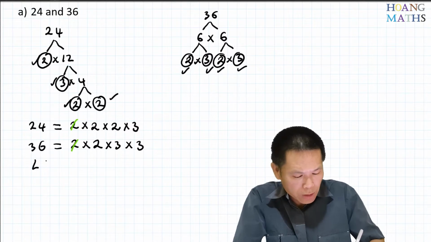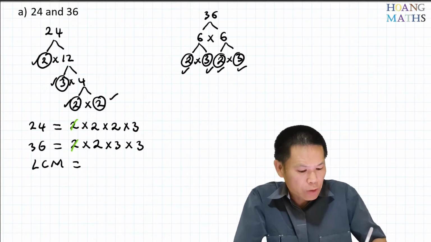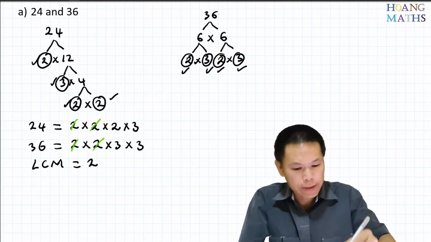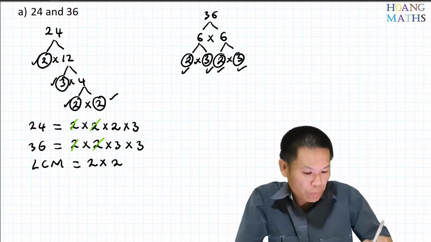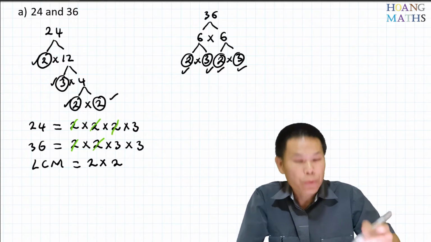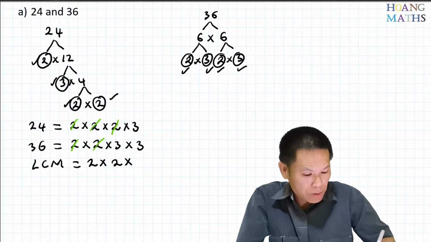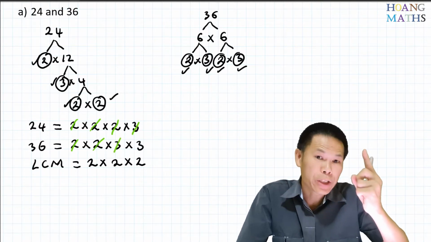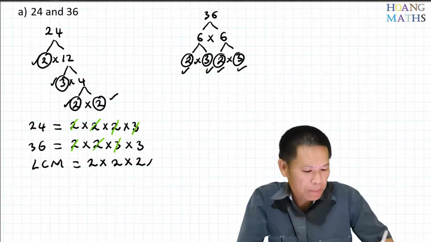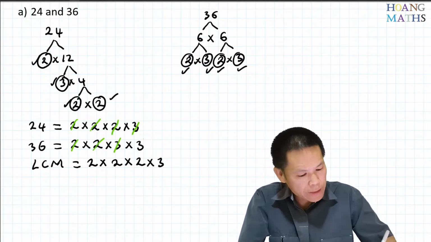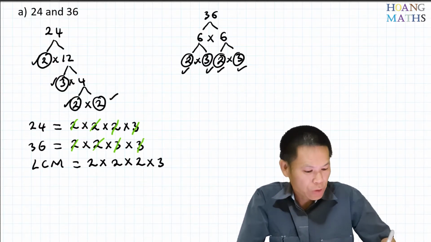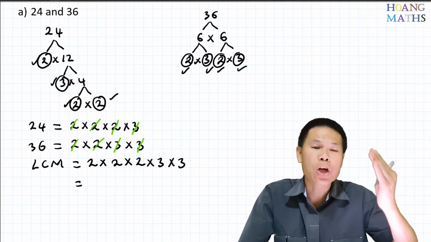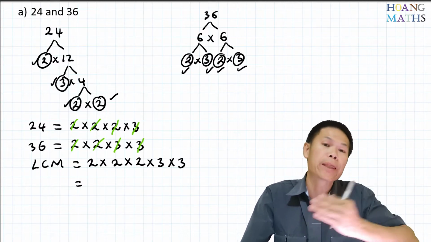So the lowest common multiple is equal to 2. And we have these 2 here, so we only need to write them once, okay? So times 2. And these 2 here, we need to write that down. So times 2. And we have these 3, and with these 3, we only need to write once, okay? So we times 3. And these 3, we need to write down as well. So we times 3. There you go. This is the lowest common multiple of 24 and 36.